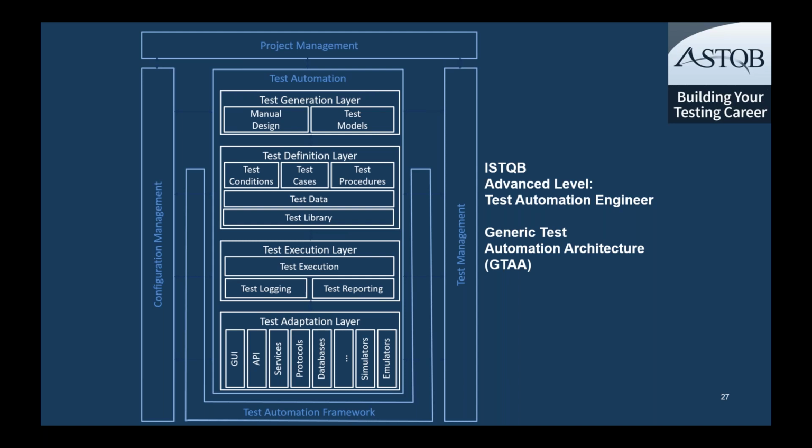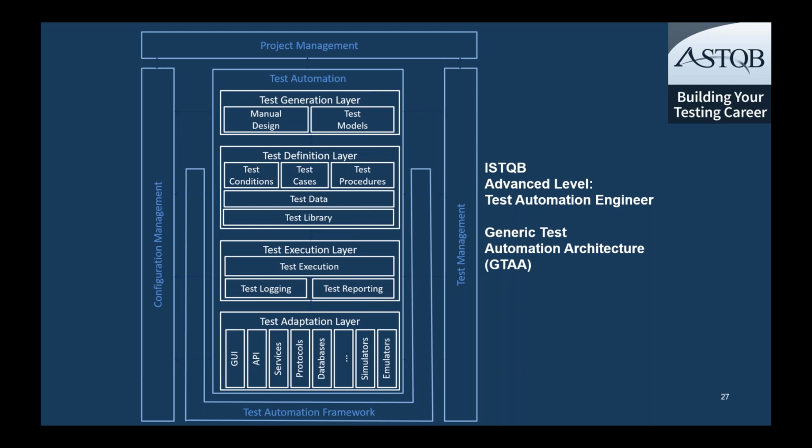And then below that, we have the test adaptation layer. Depending on what kinds of tests we're doing, we need to interface to those environments. So if we're doing user interface tests, we need to be able to have a layer that adapts to the GUI, the graphical user interface. Or we may be doing testing around API or services, or maybe protocol-based testing or direct connectivity to different databases. So there's a lot of different components to what our automation needs to have to work properly.